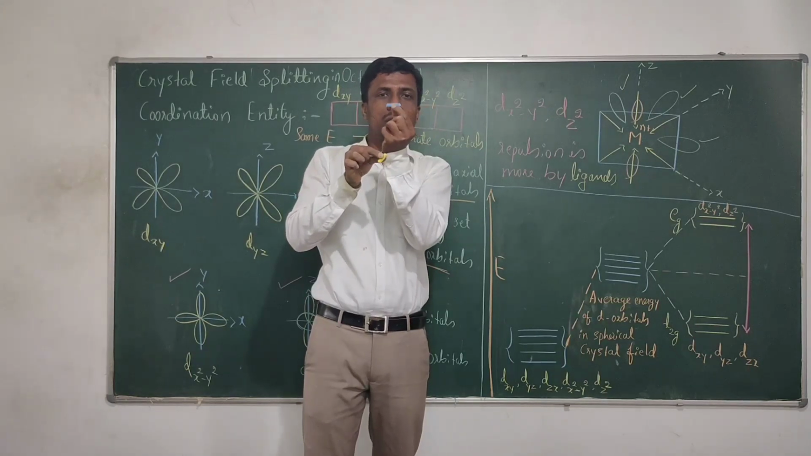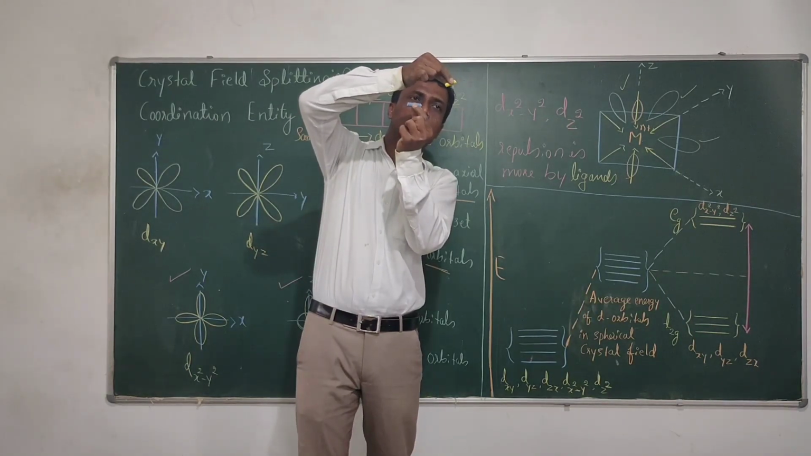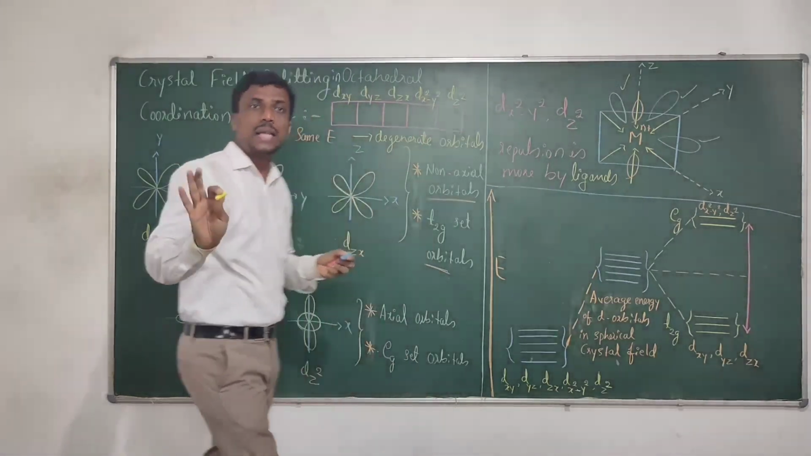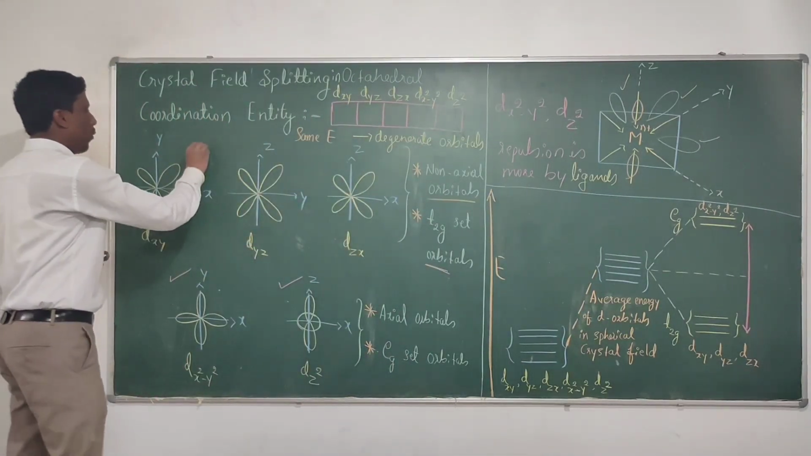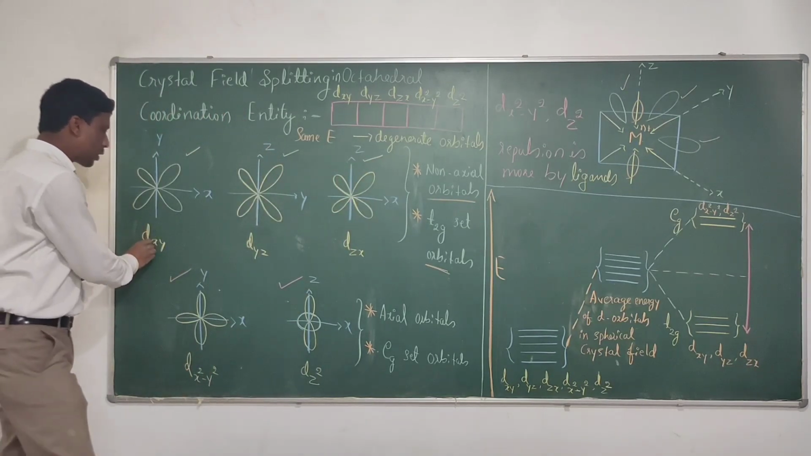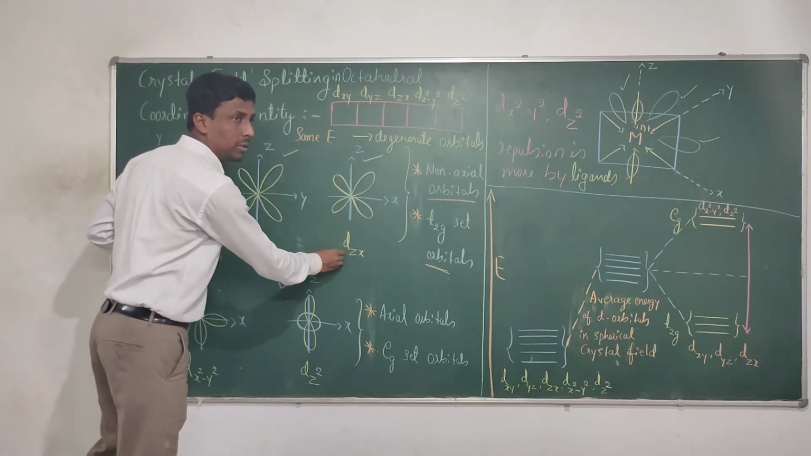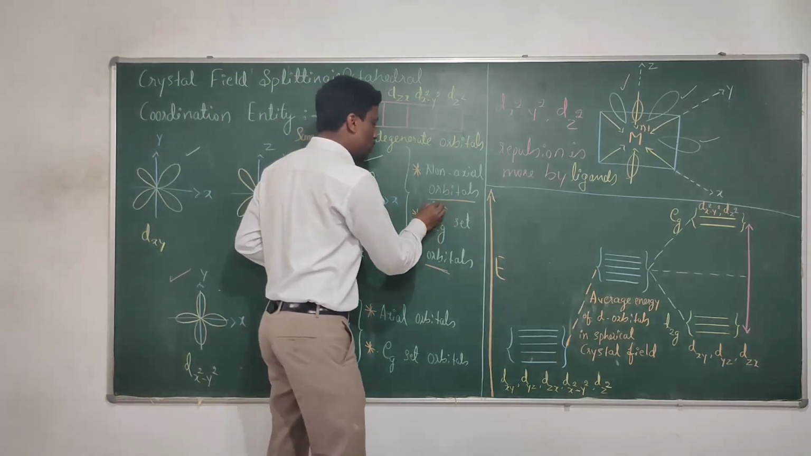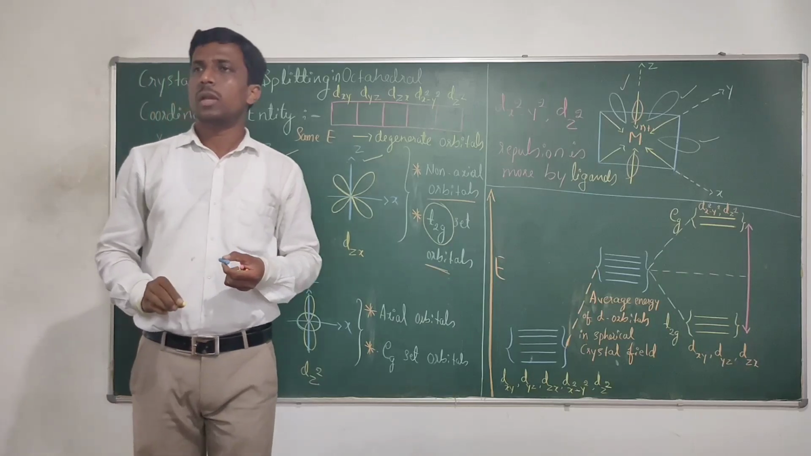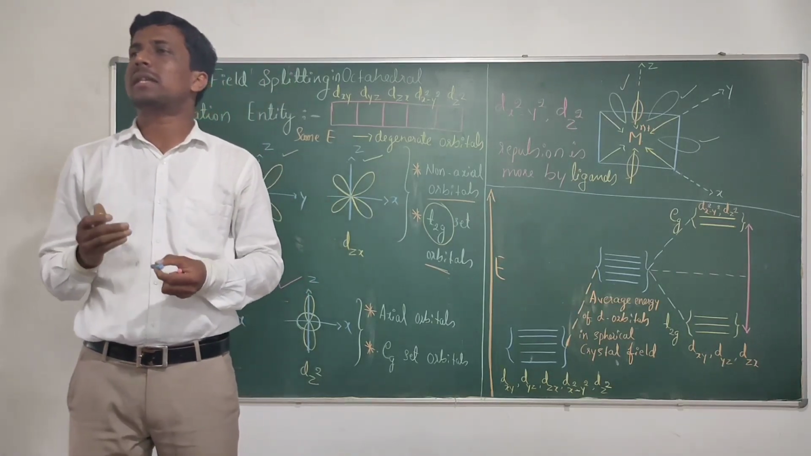This is the direction of the ligand. This is the presence of the lobe. Or this is the presence of the lobe. This condition is applicable for 1, 2 and 3 orbitals. Which are those? dxy, dyz and dzx orbitals, or the t2g set of orbitals. It means now I want to summarize the concept.